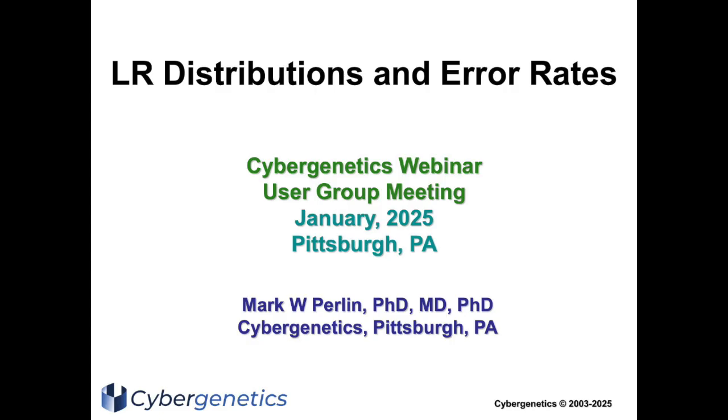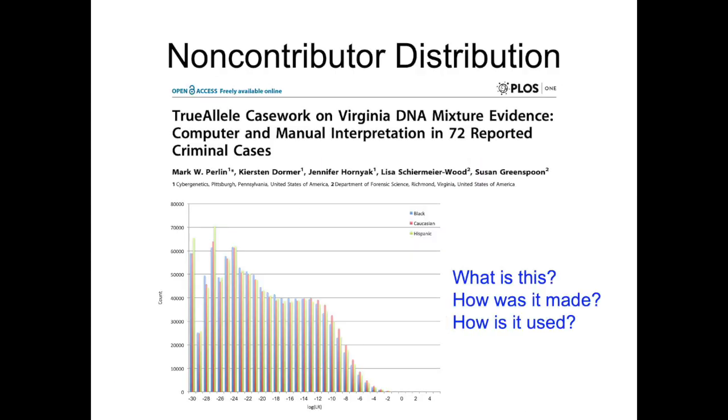Next slide, please. So I wanted to start with something familiar. In your validation studies, you see non-contributor distributions, where you have the distribution for a laboratory of non-contributors, which gives you a sense of the specificity of your lab. This is taken from a validation study published over 10 years ago with Virginia. And this is a picture of a distribution that's a non-contributor distribution.